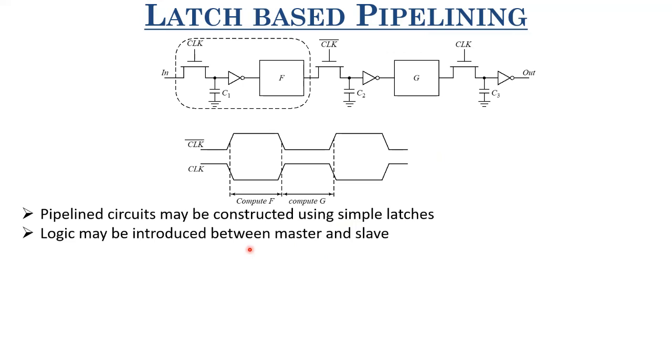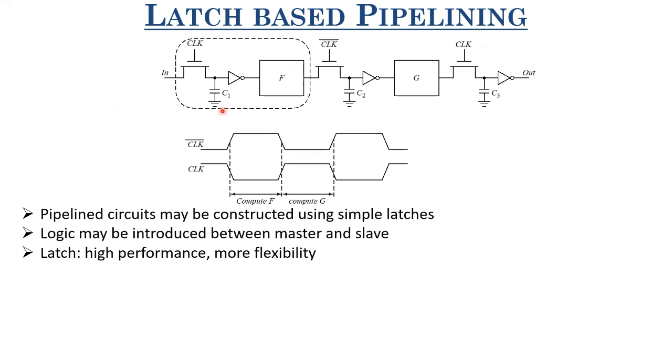The second advantage is you can introduce logic also between master and slave. So here we have introduced this F between the master stage and the slave stage. And also, as I told already, a latch performs better than a clock edge register in terms of area as well as speed, and also it gives you more flexibility. So if pipeline circuits can be constructed using simple latches, it's good for us, right? So let us look at this pipeline based circuit and see what's happening over here.